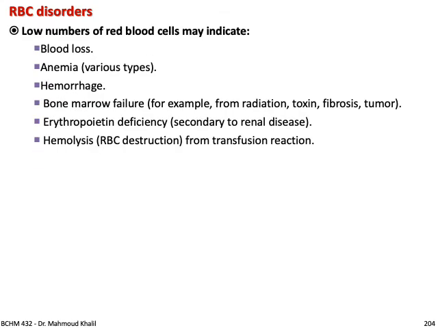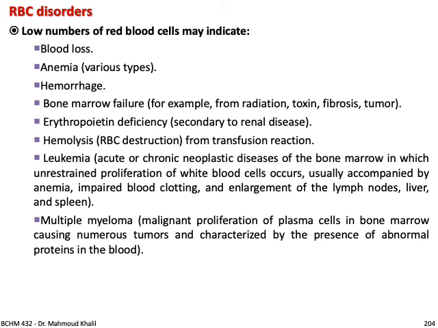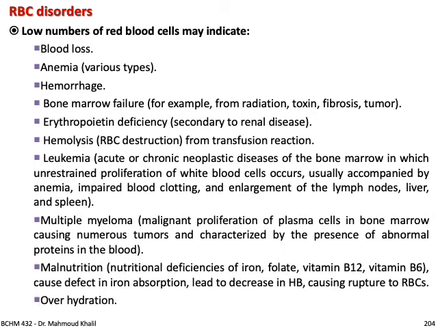A low number of red blood cells indicates blood loss, anemia, hemorrhage, bone marrow failure, erythropoietin deficiency, hemolysis from transfusion reactions, leukemia, a lot of types of leukemia, multiple myeloma, which is a malignant proliferation of plasma cells in bone marrow causing numerous tumors and characterized by presence of abnormal protein in the blood, malnutrition, defect in iron absorption, decrease in hemoglobin causing rupture of RBCs, and can indicate as well overhydration.